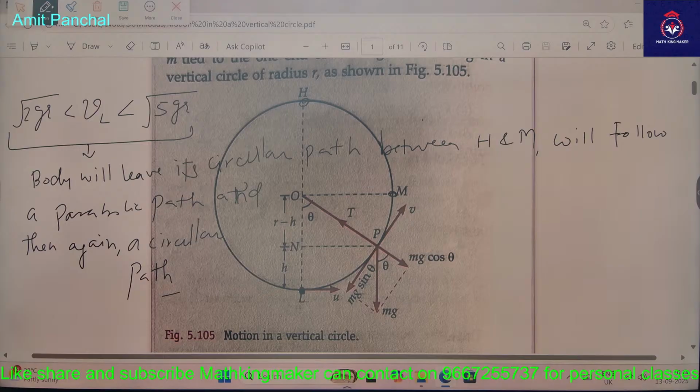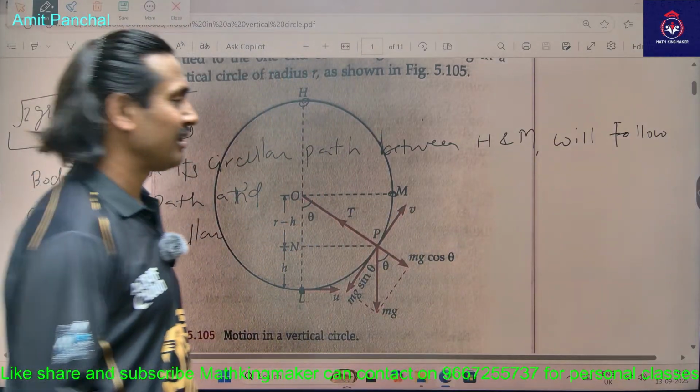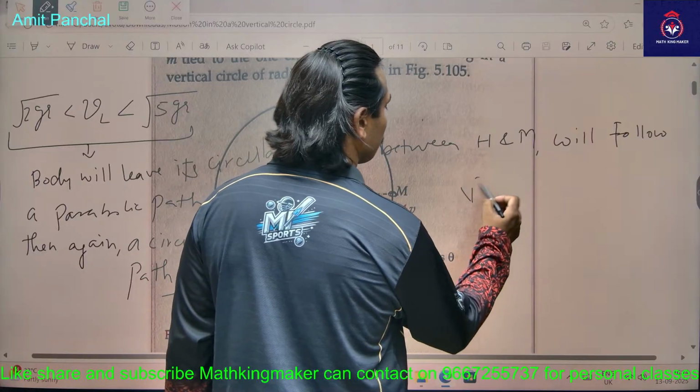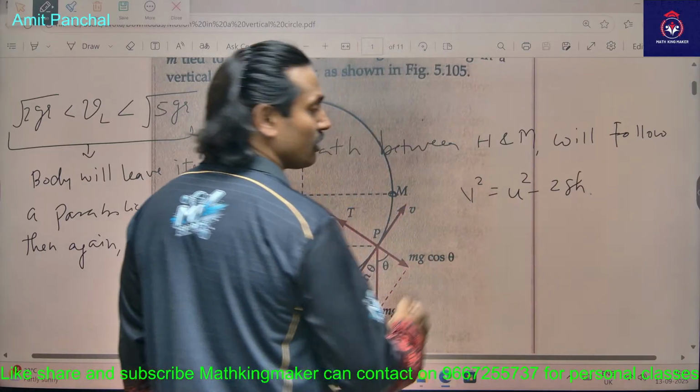Square root? No, we did v is equal to square root of gr. No, gr minus 4gr is equal to gr. That's what we wrote. It was v square equal to u square minus 2gh. Okay, yes, that one.